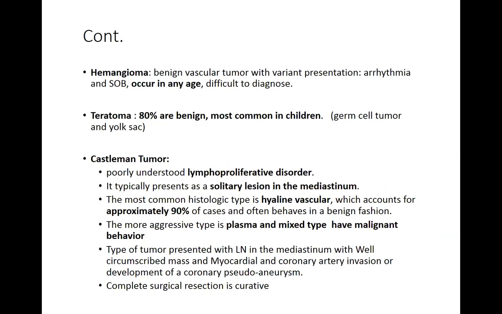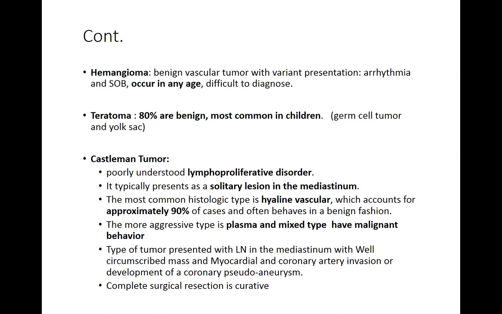Hemangioma is a benign vascular tumor with variants presenting with arrhythmias and shortness of breath, and can occur at any age. It's difficult to diagnose. Teratomas, 80% are benign. They're common in children and come from germ cell tumors or yolk sac. Castleman tumor, you need to know about this because I was asked about it before.